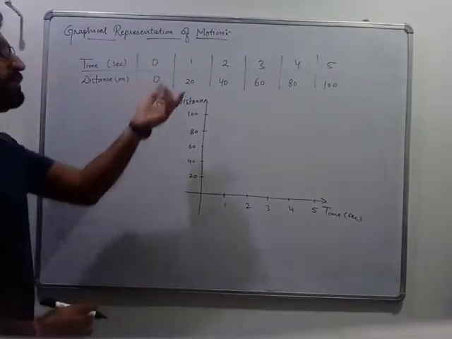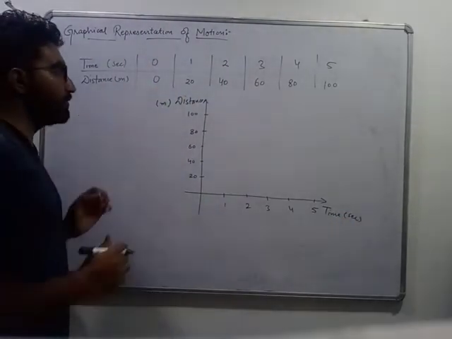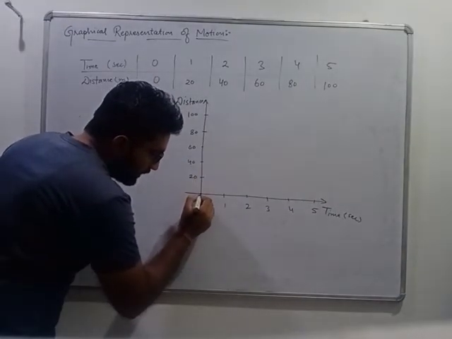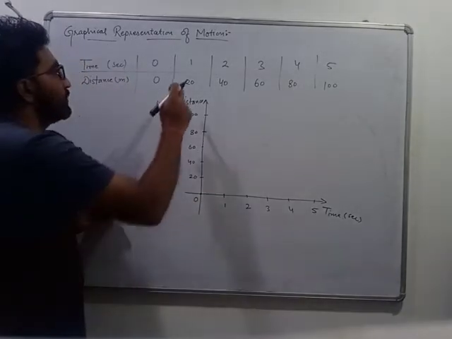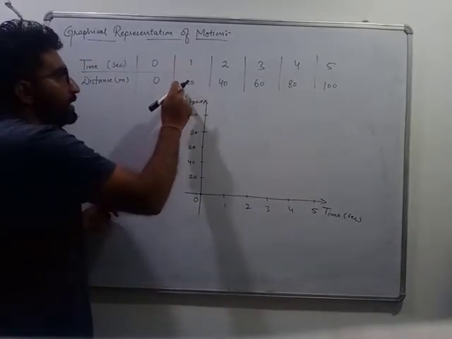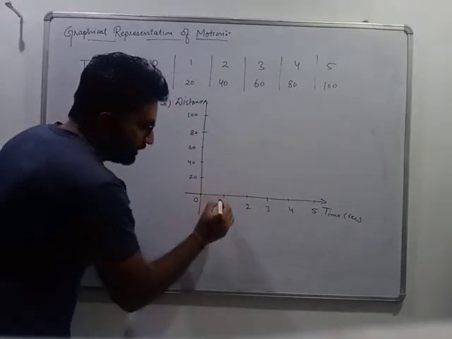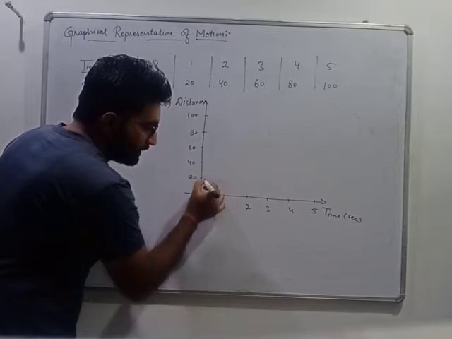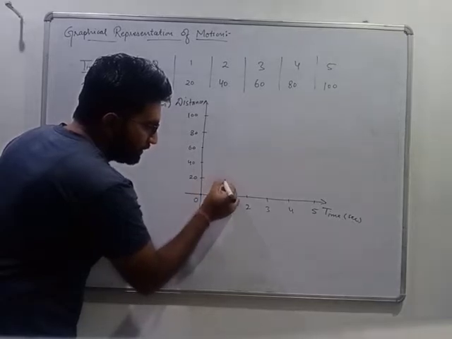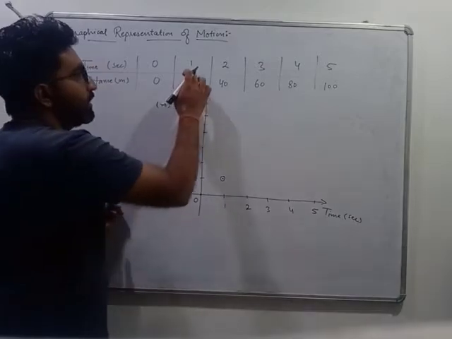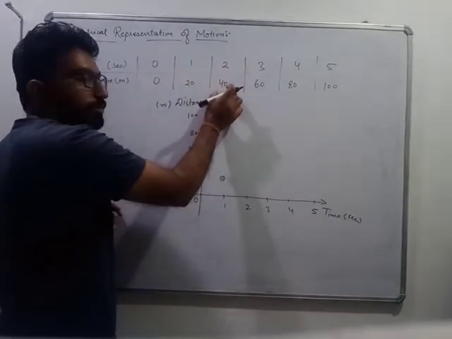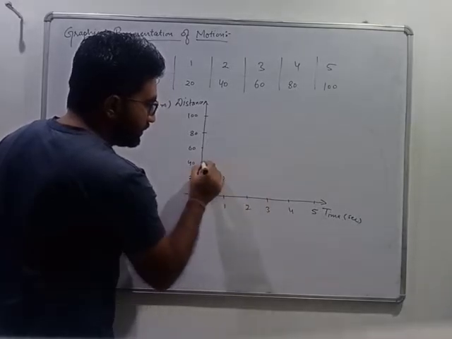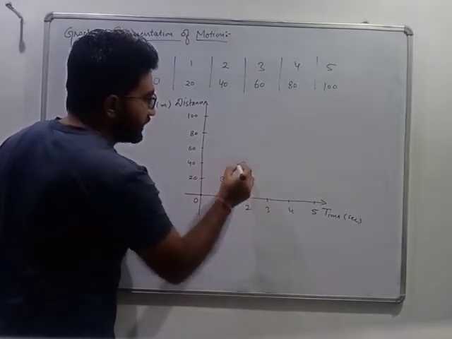So according to our data, when we draw this graph at time 0, distance is 0. So our body is at the origin. Next, when time is 1 second, the distance covered by the body is 20 meter. Here this is time 1 second and the distance covered is 20, so our point will lie here. Similarly, after 2 seconds, the distance covered by the body is 40 meters. This is our 2 second, and in front of 40 we will draw our second point.